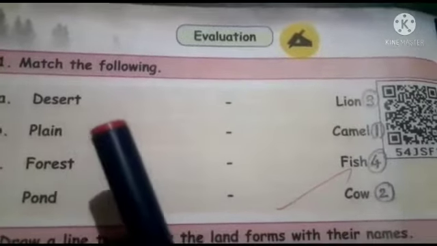Next we are going to learn about the second one. Draw a line to connect the landforms with their names. Okay, children, all of you listen. Look at the pictures and observe.